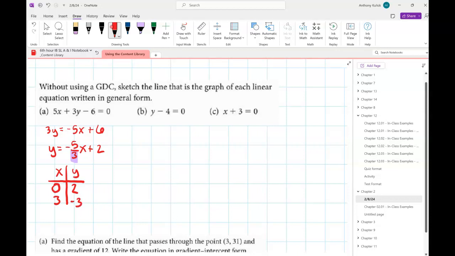Can I trust that you guys feel comfortable plotting points and drawing a line? I'd like to imagine that's a world we live in also.